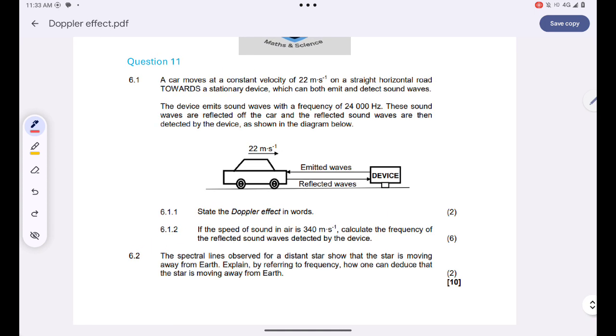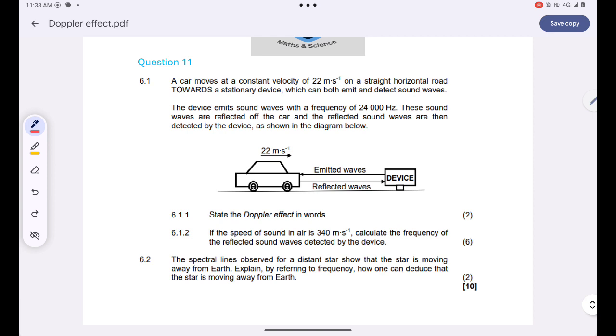Let's just get right into it. We are told that a car moves at a constant velocity of 22 meters per second on a straight horizontal road towards a stationary device which can both emit and detect sound waves. The device emits sound waves with a frequency of 24,000 hertz. These sound waves are reflected off the car and the reflected sound waves are then detected by the device as well, as shown in the diagram below.